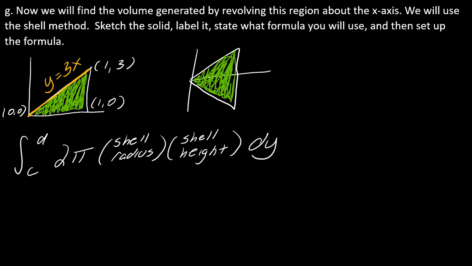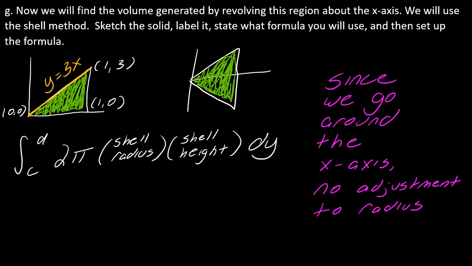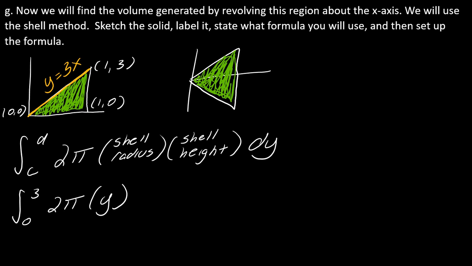Now, we're rotating about the x-axis, so that's going to make things a little bit easier, right? Since we go around the x-axis, there's no adjustments that we need to make to the radius. So that part makes our lives a little bit easier. So our radius in this case, remember, everything's in terms of y.